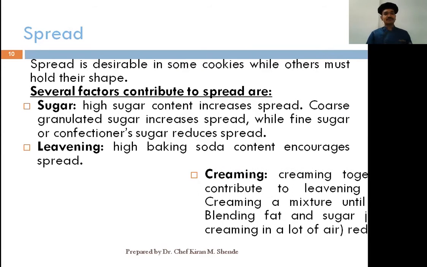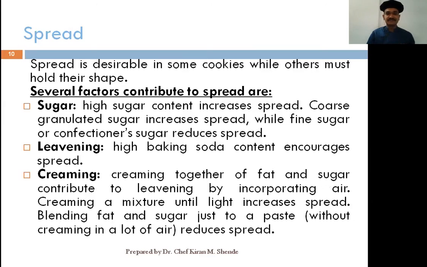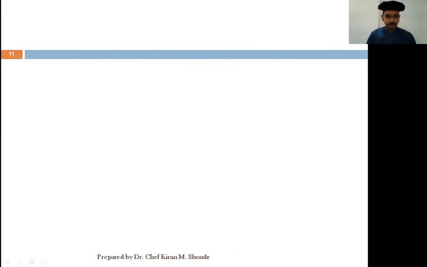If you have more leavening agent, chemical leaveners like baking soda or baking powder, in the formula, it will increase the spread. The third factor is the creaming operation. Very important. If you cream the fat and sugar together like the cake sugar batter method, which incorporates a lot of air, it will increase the spread of your cookie. So ideally, you should just blend the fat and the sugar together to a paste without incorporating more air into it. That will reduce the chances of spread.